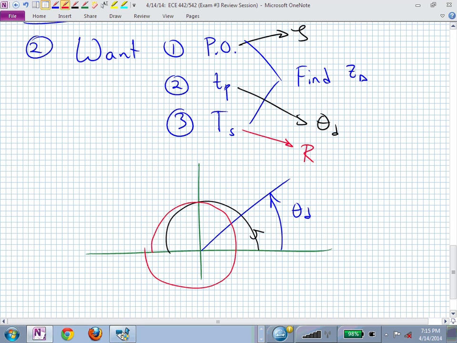Can you shade the region? If you want a peak time more than what that line gives, I now need to be in here, don't I?